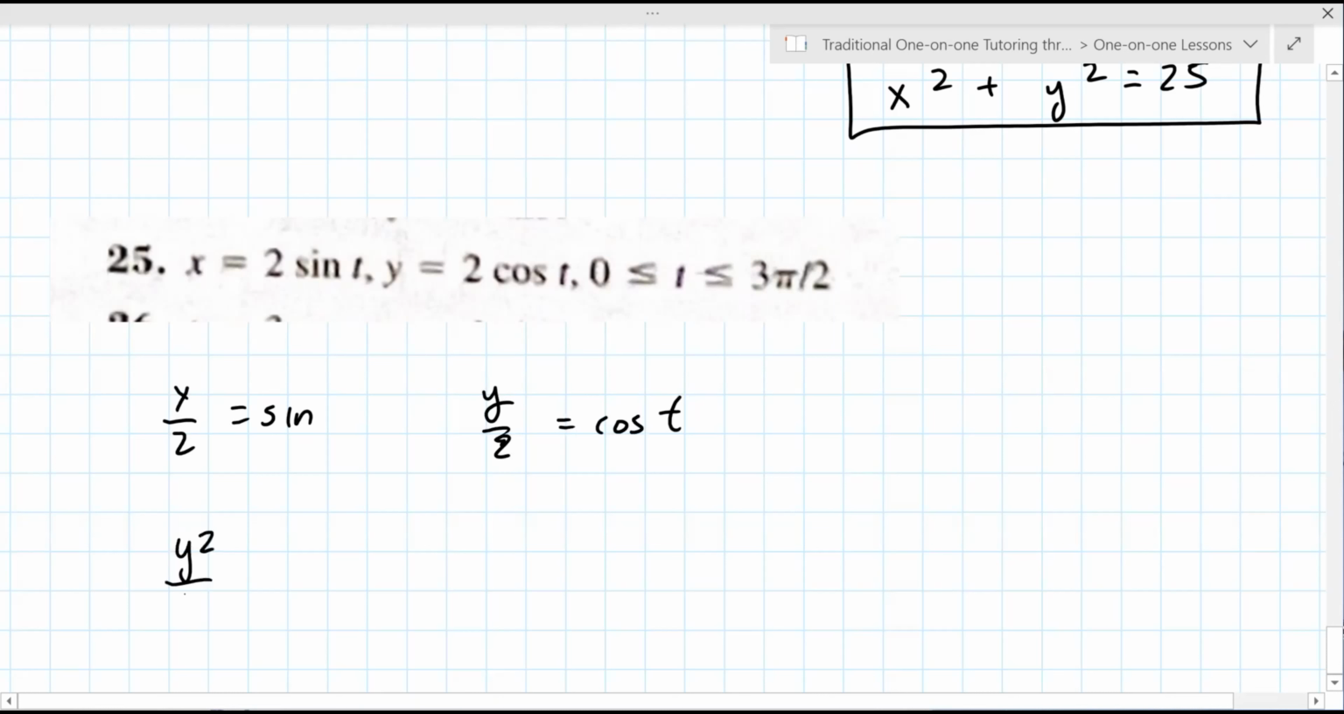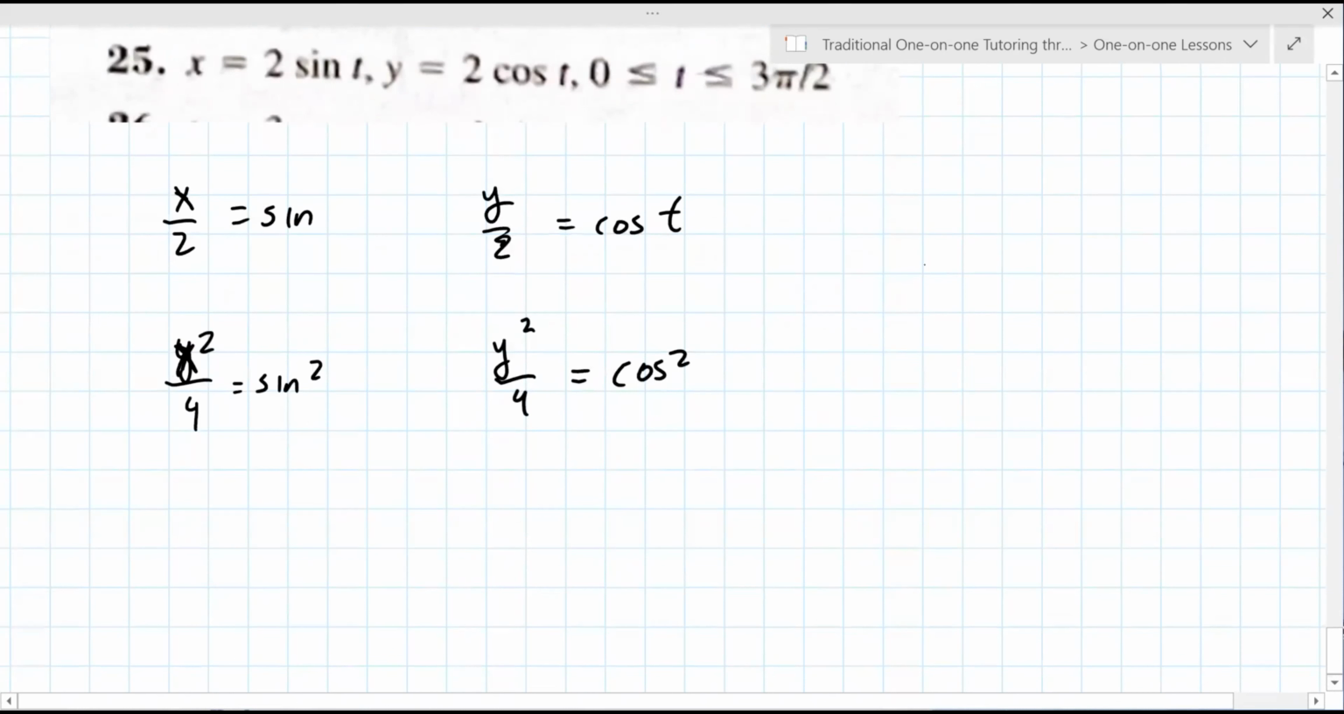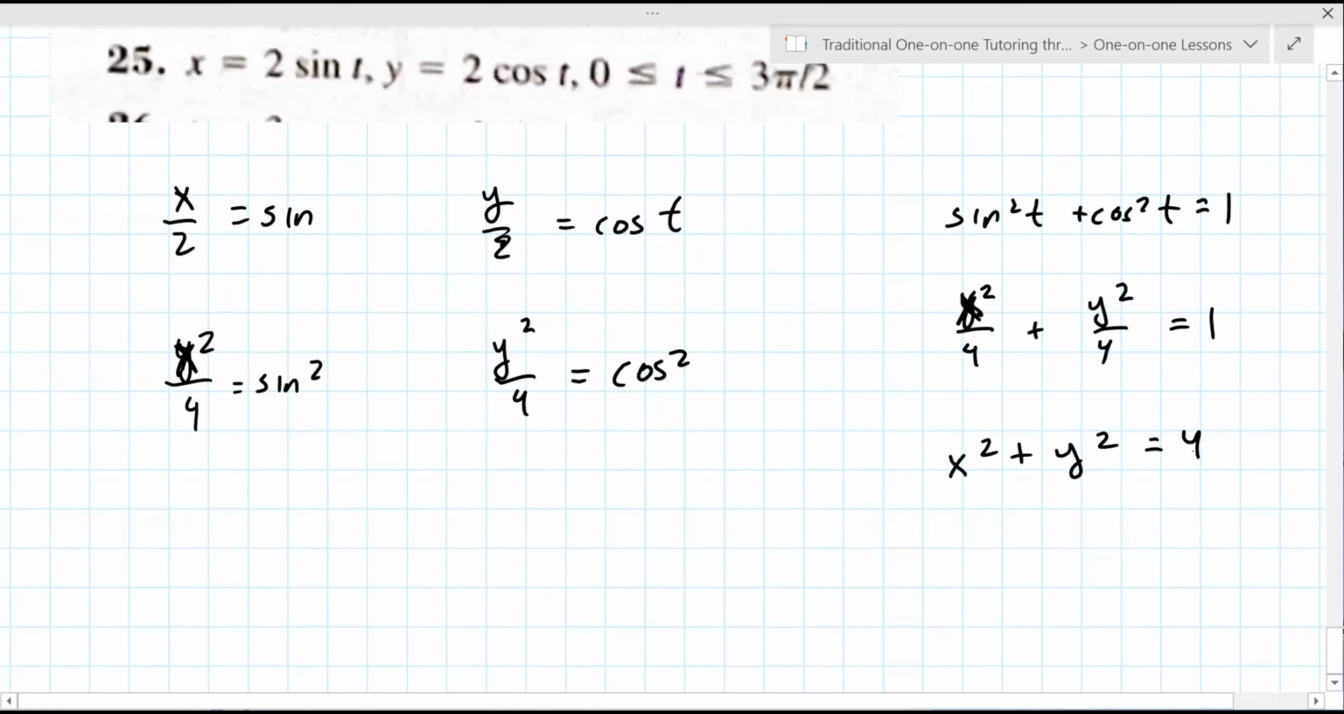So it's y squared over 4 equals sine squared t, x squared over 4 equals cosine squared t. So ultimately, because you're using sine squared t plus cosine squared t equals 1, you get y squared over 4 plus x squared over 4 equals 1. So you get x squared plus y squared equals 4. But you have to account for this right here.